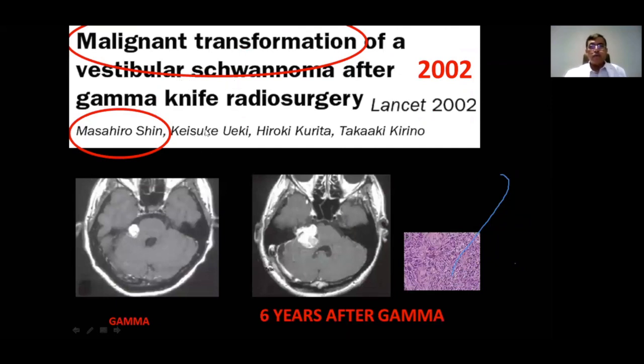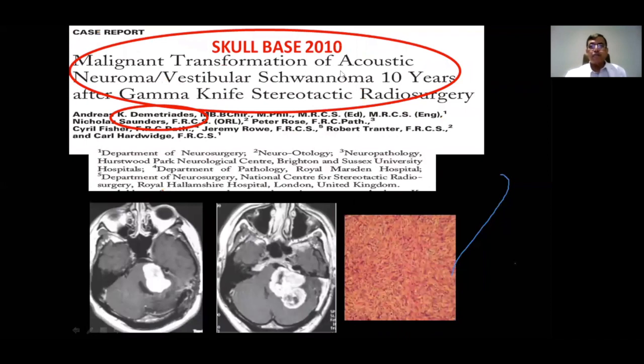Malignant transformation of vestibular schwannoma, 6 years after gamma knife. 6 years, because we have waited this long. We discovered that it recurred, and when we went for surgery, it was malignant. Malignant transformation, 10 years after gamma knife. A paper from, I think, England. You can see the tumor increase in size, removed 10 years after gamma knife. So this is the reason, because we don't have this long follow-up of these cases.